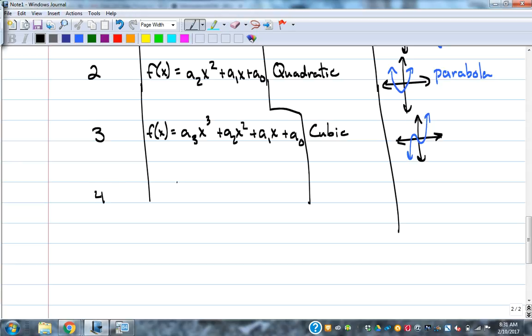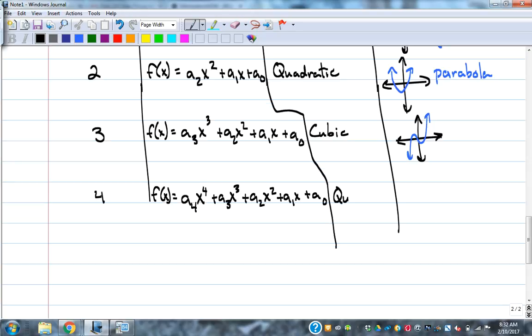Fourth power: f of x equals a sub 4, x to the fourth power, and so on, plus a sub 0. That's the last one we're going to write down. We could continue this forever if we want to, but it starts repeating itself after this. Okay, so we get to the fourth power.